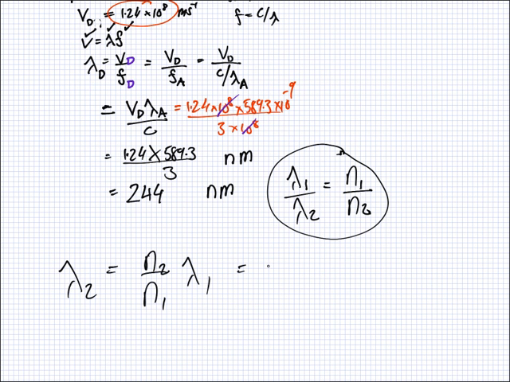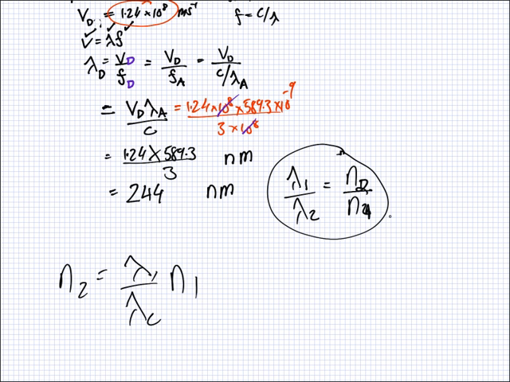Which is, what was n2 please, the diamond? 2.47. Oh, I'm sorry, I wrote this upside down. I meant to put here n2, n1. It had an opposite relationship. So n2 equals lambda 1 over lambda 2 times n1. That's a 1, that's a 2. Okay, what was lambda 1? It was 589.3 times 10 to the minus 9. What was n1? It was 1.